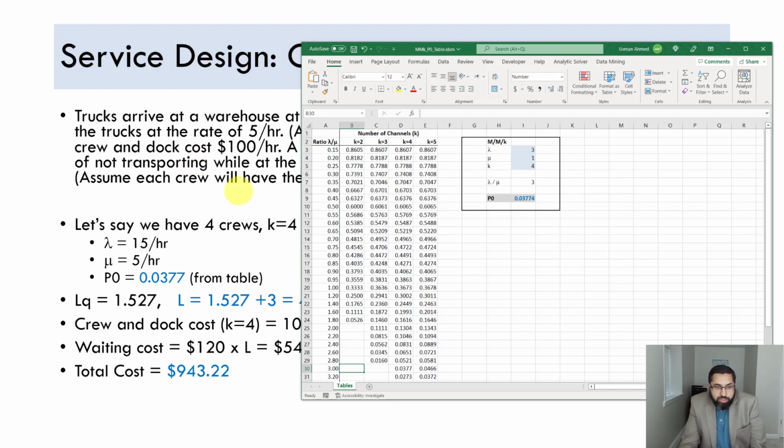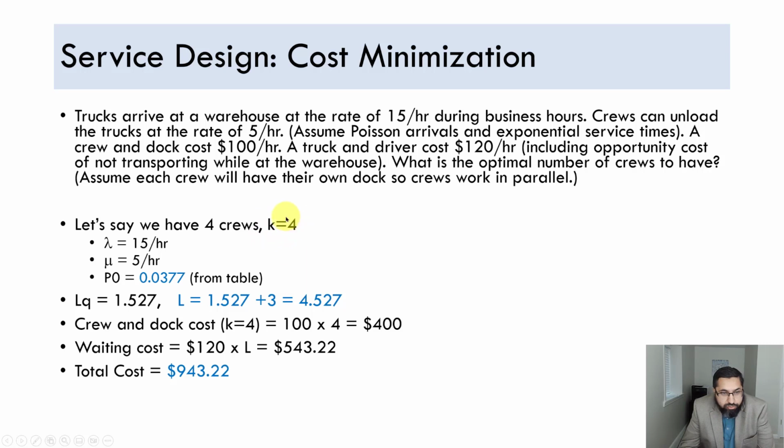The queue will blow up. So you have to have at least 4 servers. That is why the first number we have for P naught is for the column of K equals 4. So you can have 4 or more servers. If you have K equals 4, you can look up P naught from the table. You can find LQ, and once you have LQ, you can find L. L is going to be 4.527 trucks in the system.